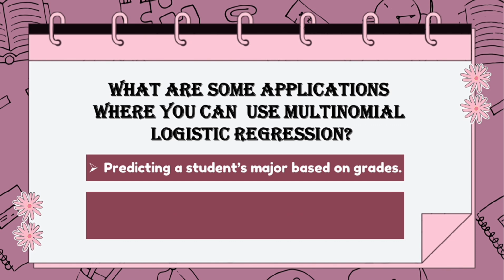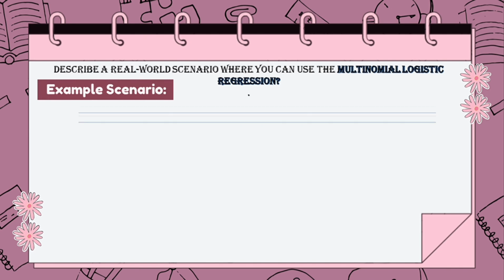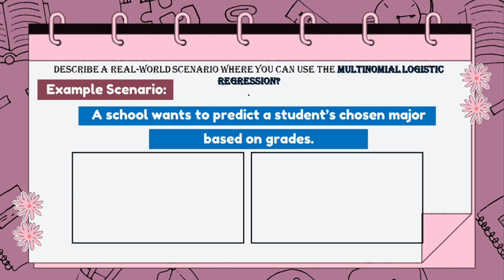What are some applications where you can use multinomial logistic regression? First, predicting a student's choice. Second, predicting customer choice among multiple products. Describe a real-world scenario where you can use multinomial logistic regression. Independent variable. A school uses multinomial logistic regression. And dependent variables.